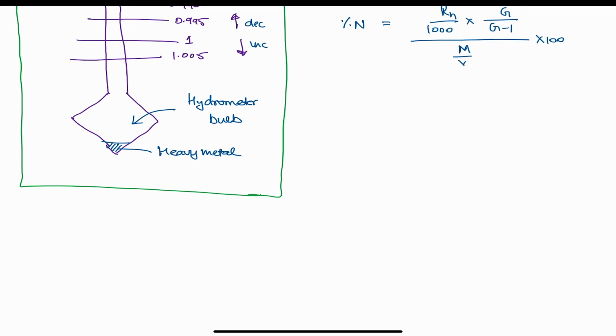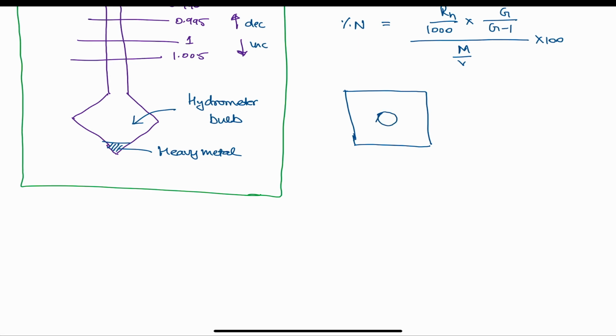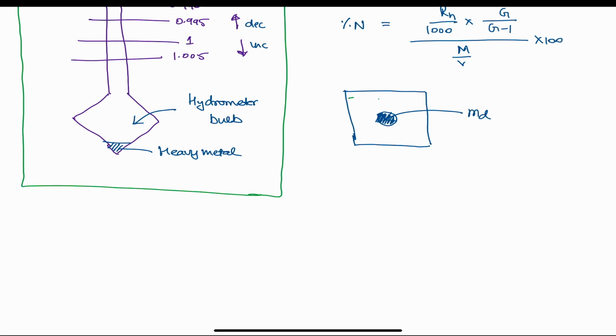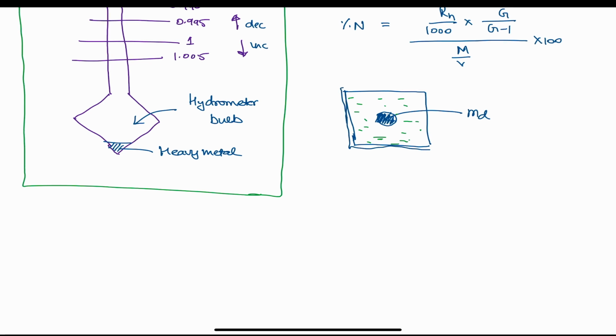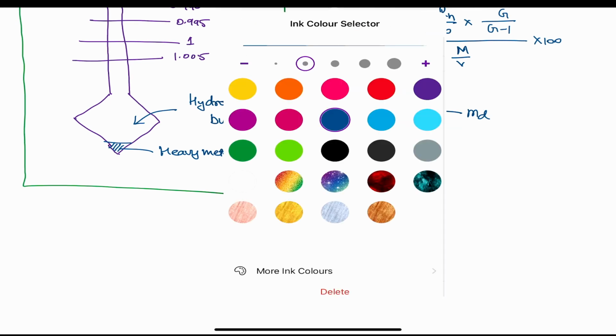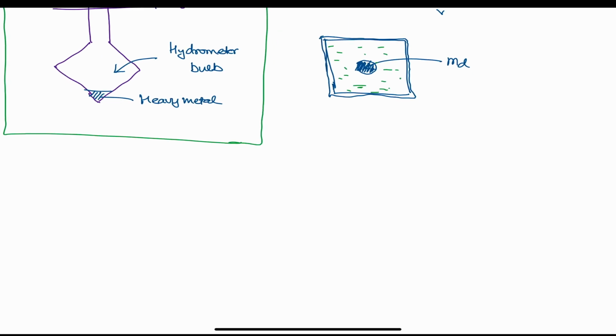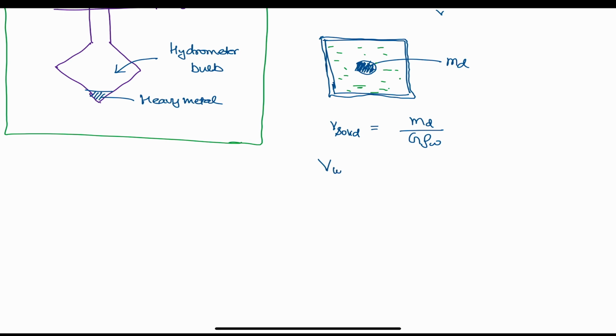So let us assume, say, this is 1 ml fluid, and in this there is a solid whose mass is md, and this is surrounded by water. The whole volume I'm talking about is 1 ml. So what is the volume occupied by soil solids? It will be md upon G into rho w, and the volume occupied by water will be, this whole was 1 ml, so 1 minus md upon G rho w.